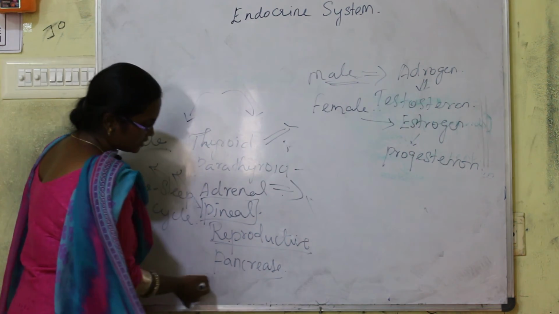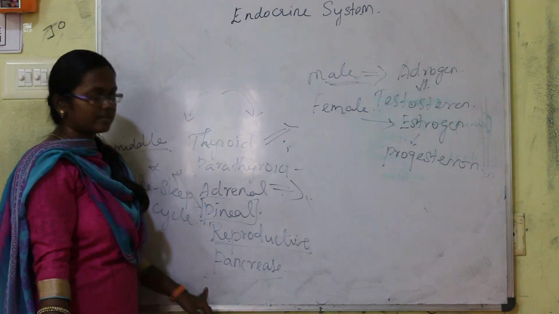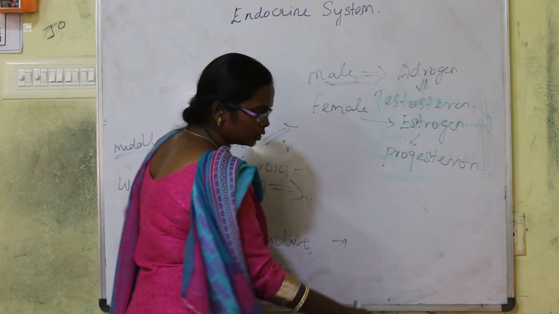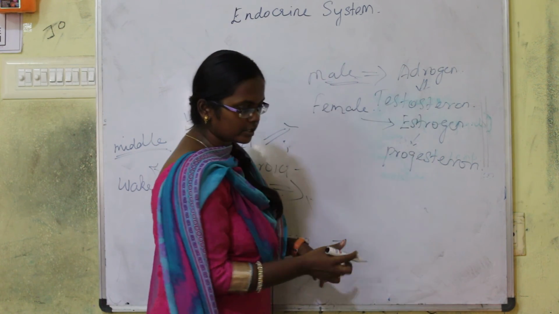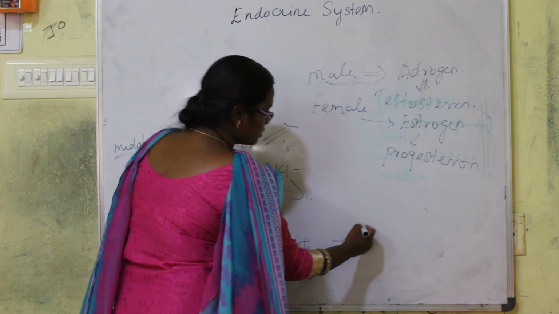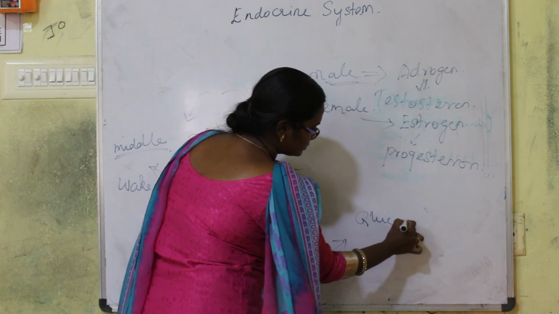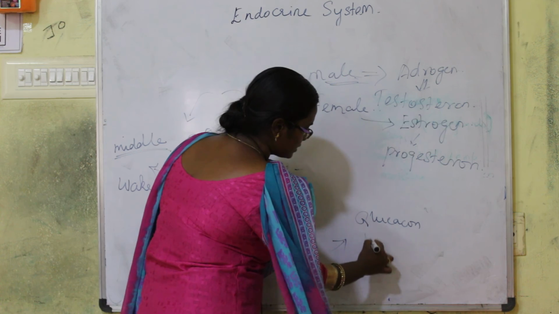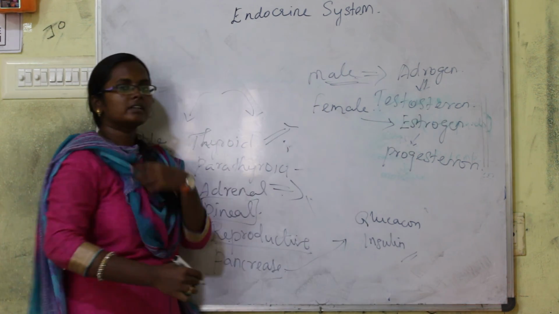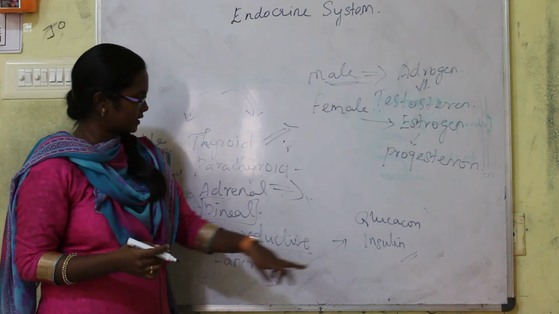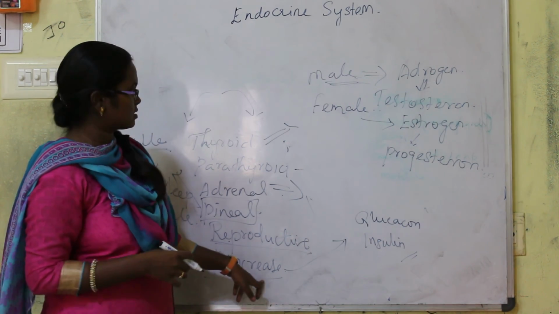And the last one is pancreas. It produces two types of hormones. First one is glucagon, second one is insulin, that metabolizes the extra food that comes to the pancreas.